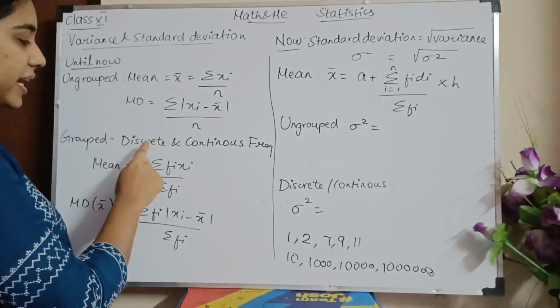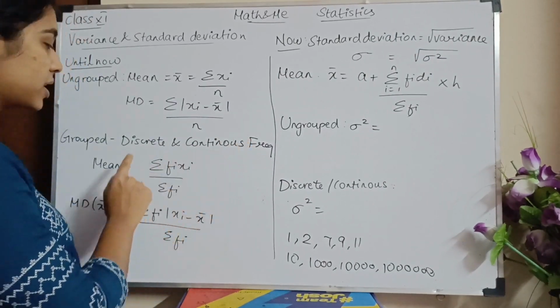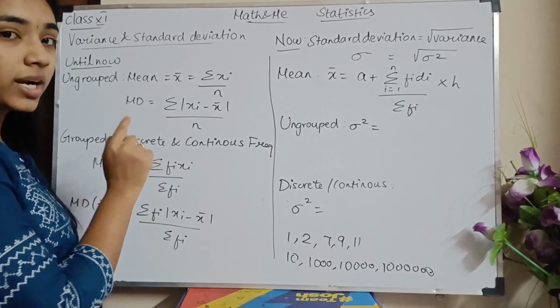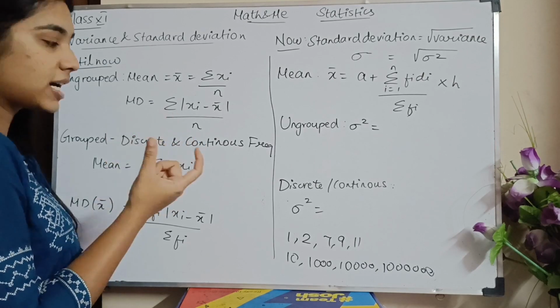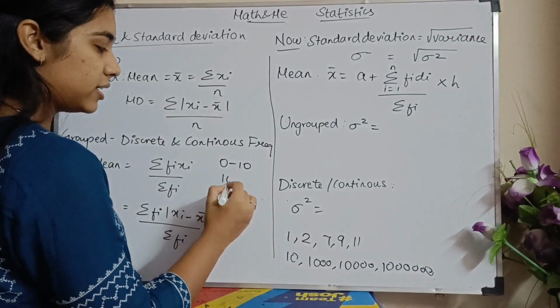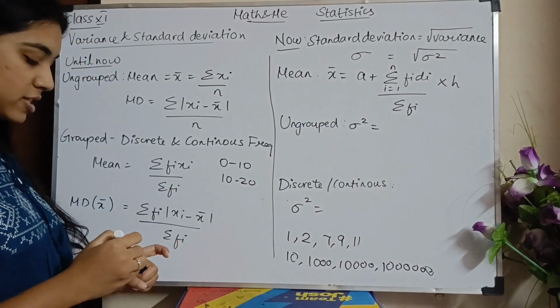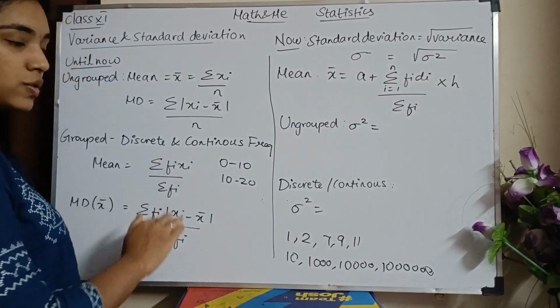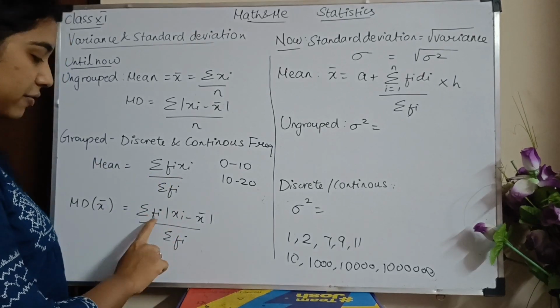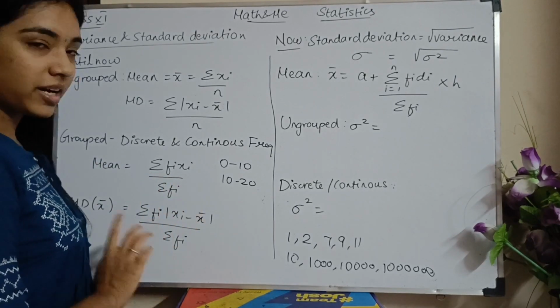And for grouped data, we had discrete and continuous frequency distribution. In discrete and continuous, you have a frequency column, but in discrete you do not have a range of values. You will not have a class interval. But for continuous, you will have ranges, correct? 0 to 10, 10 to 20. In the class intervals, you need to find the value of xi and then use the formula. So this is the formula for mean and this is the formula for mean deviation. Sigma fi mod of xi minus x bar divided by sigma fi.